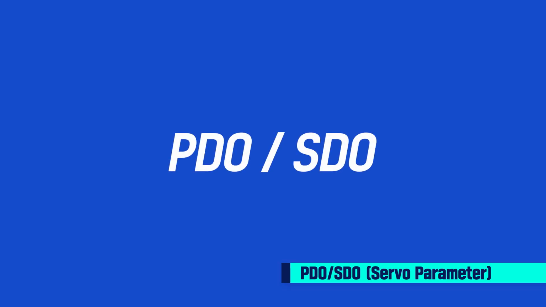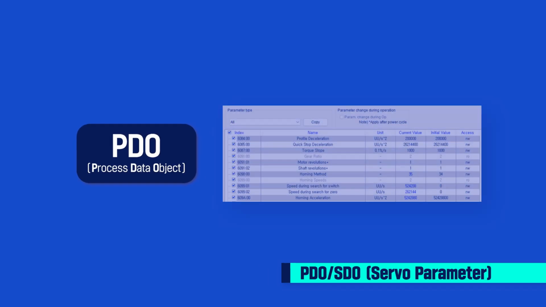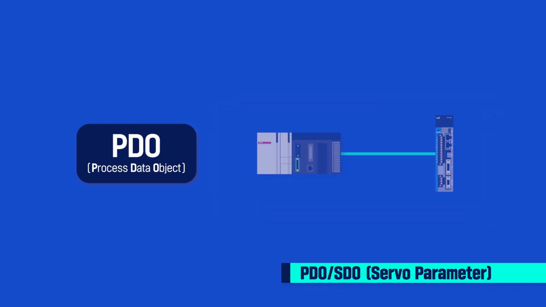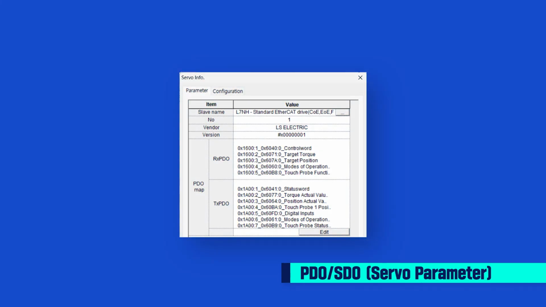Next, let's look at PDO and SDO. PDO is a short name of Process Data Object, and this means servo parameters defined in the Object Dictionary to communicate between controller and servo drive in real time. It can be used by mapping it to the PDO list that is divided into Receive PDO and Transfer PDO.